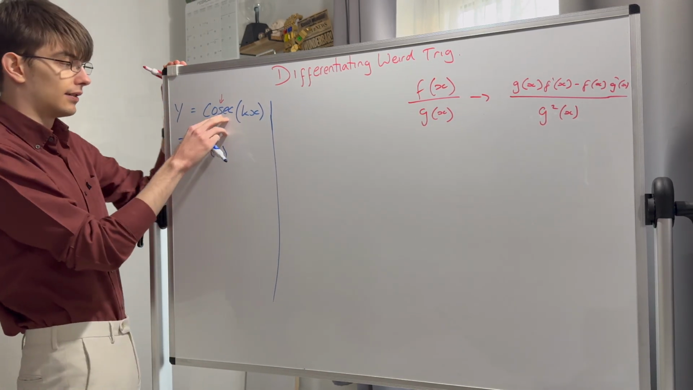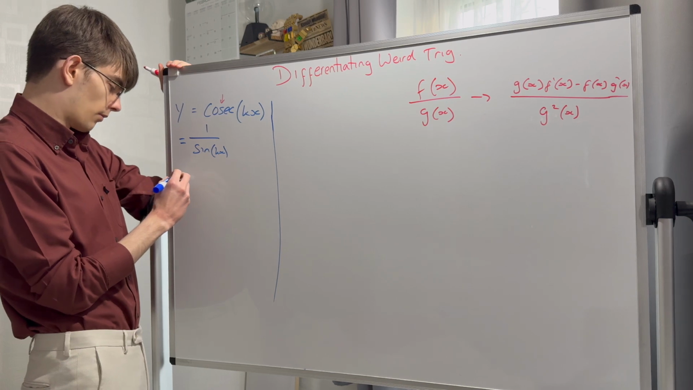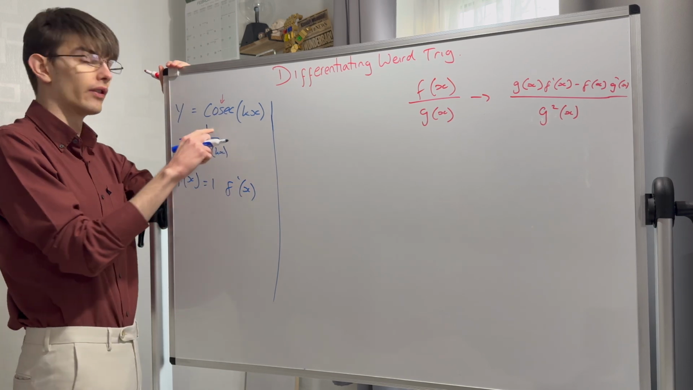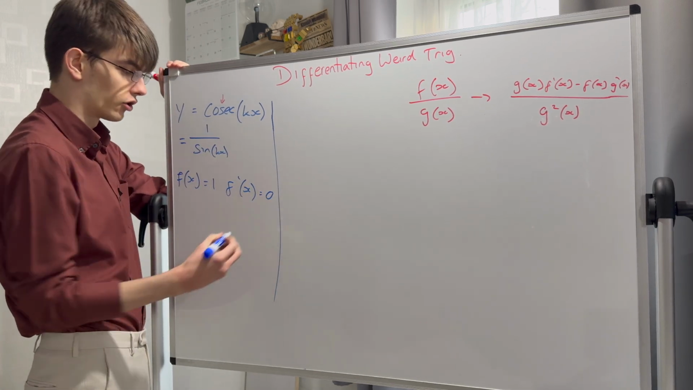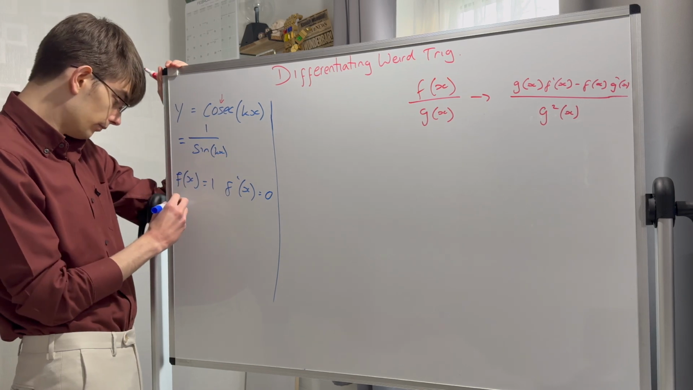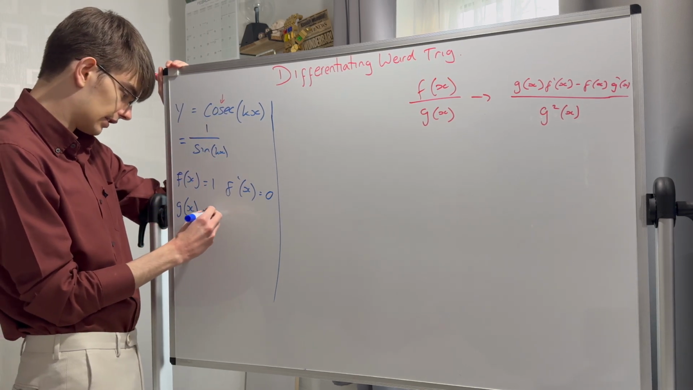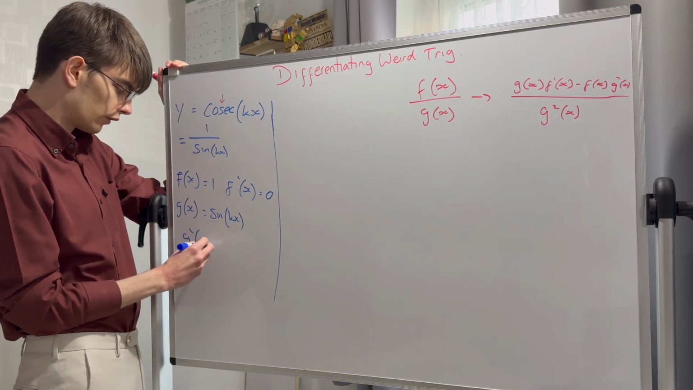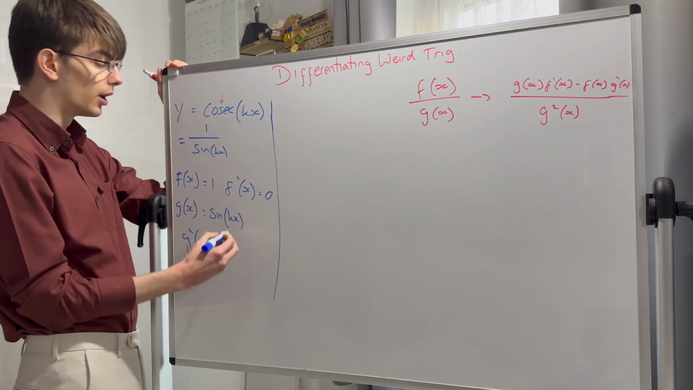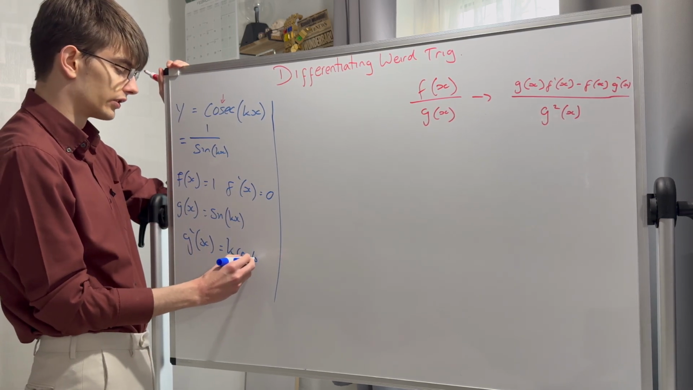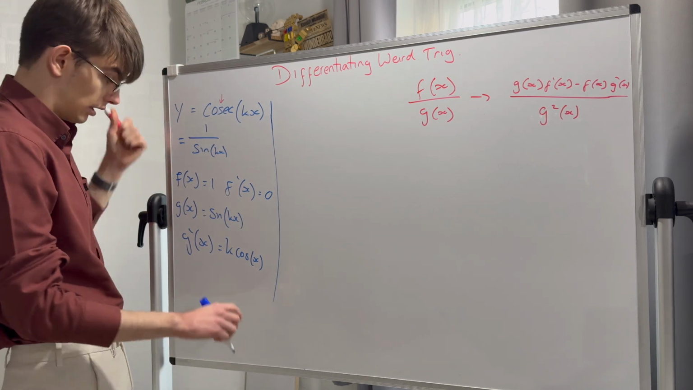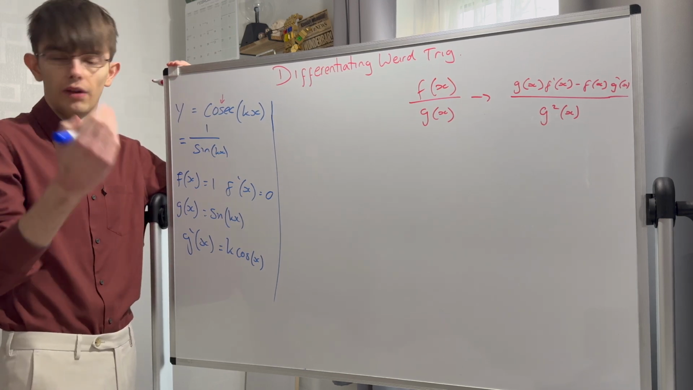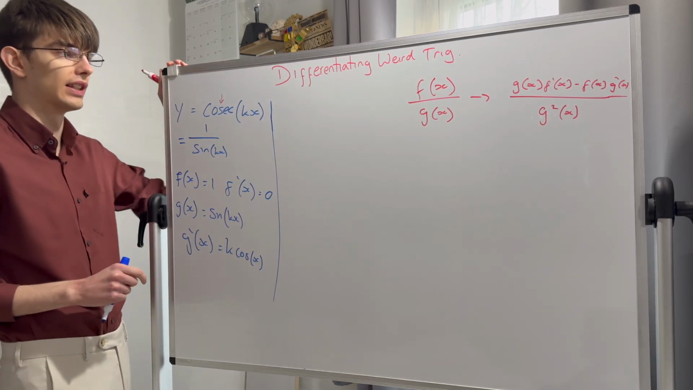So let's map that to this. My top number, my f of x, is 1. So my f prime of x, well, the derivative of a constant, there's no x involved, is just 0. From the bottom, my g of x is sine of kx. And the derivative of sine of kx, hopefully remember, is k cos kx. Again, if you're not happy with that, go back to my video on differentiating sine and cos, or my video on the chain rule, both of which include this stuff.